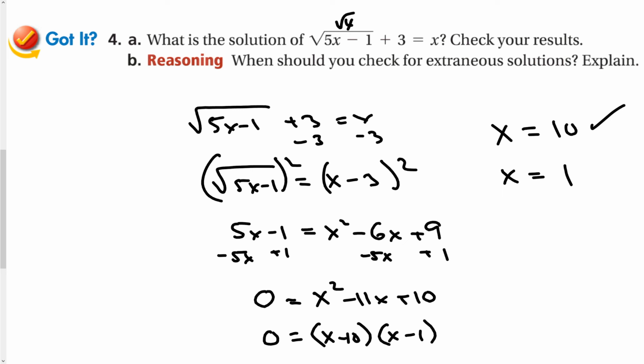Square root of 4 is 2. What am I putting in here? 1. Okay. Square root of 4 is 2 plus 3 is 5. That does not work. Extraneous solution.